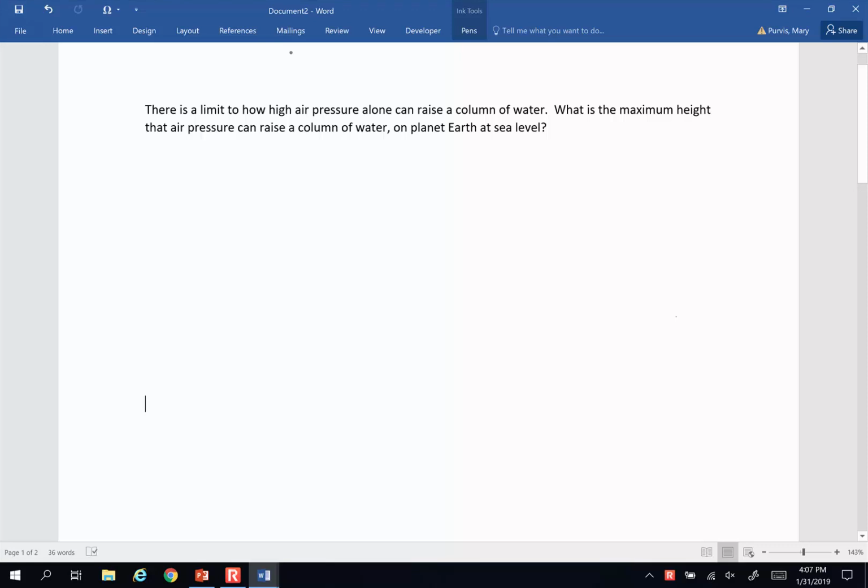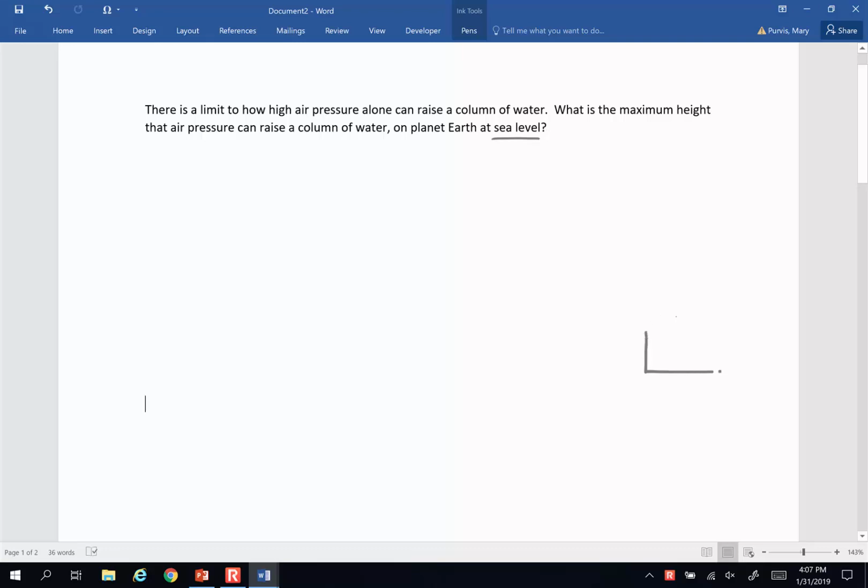Hi everyone, this is a classic physics problem with air pressure. There's a limit to how high air pressure alone can raise a column of water, and we want to know what this maximum height is on planet Earth if we happen to be at sea level. So let's take a look at what the actual situation is.